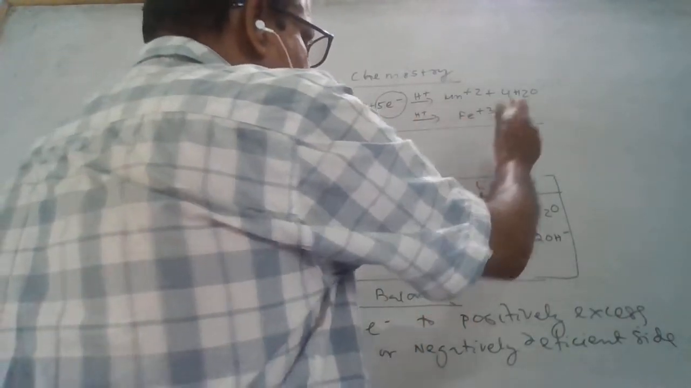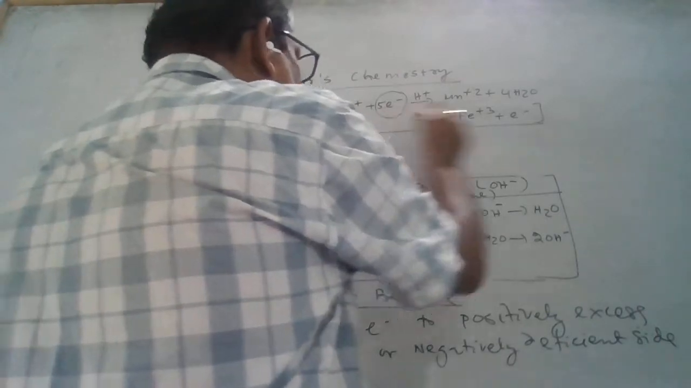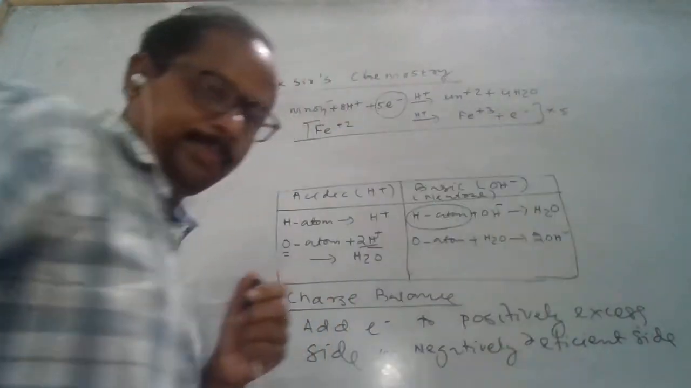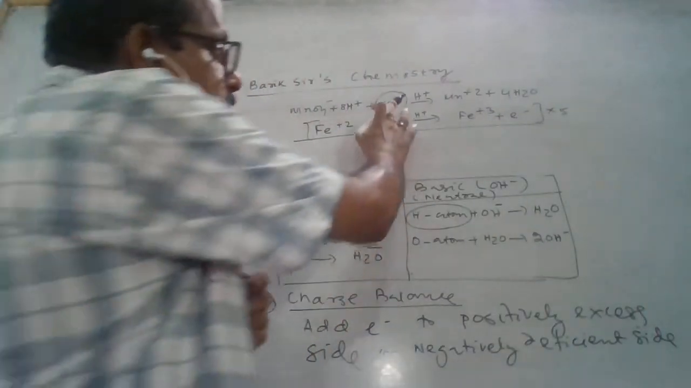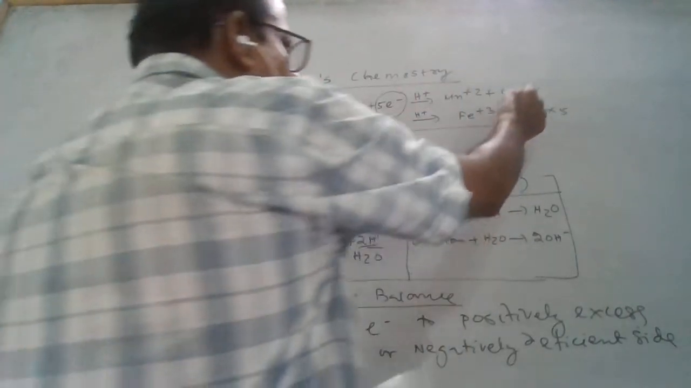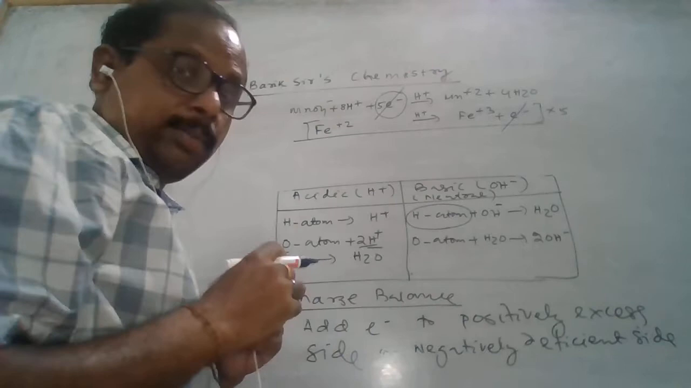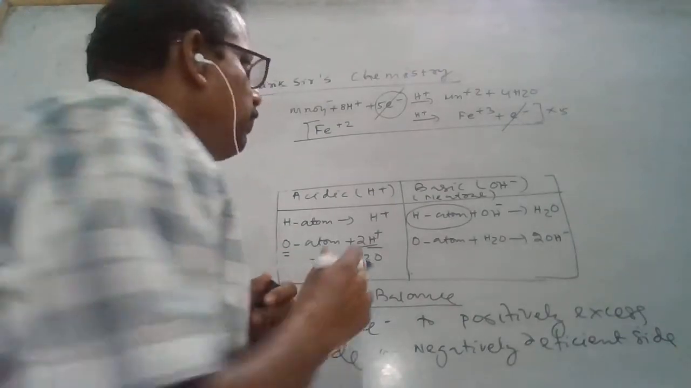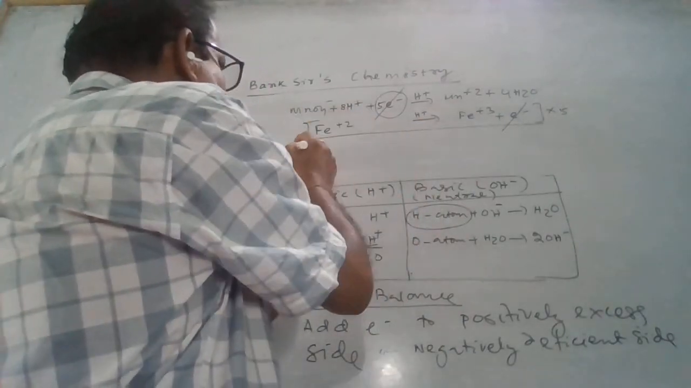So to balance it, we have to multiply by 5 here, so that 5 electrons and 1 electron into 5, the electrons will be cancelled. So the number of electrons lost and gained must be equal. That is completed. So after that you add the two half reactions.